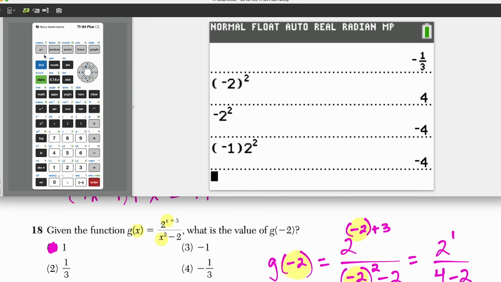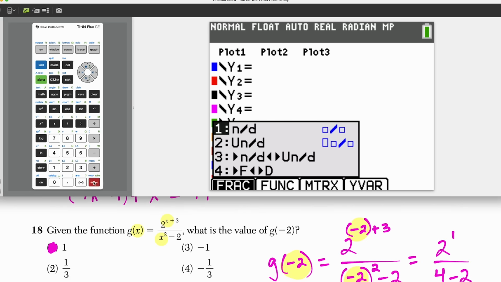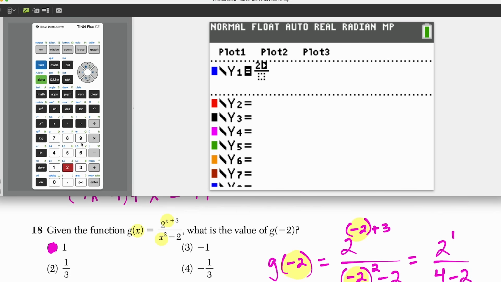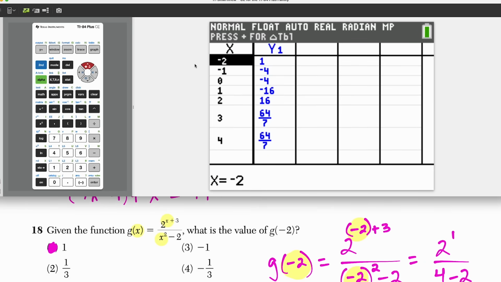But another workaround here, you could go to y equals, and I'll clear this out. And you could go to y1 and write in alpha y equals enter to make a fraction. And then you have 2 to the power x plus 3, and then in the denominator, you have x squared minus 2. And then from here, you can just press second graph and notice that when x equals negative 2, we have y is equal to 1. So choice 1 is our answer.